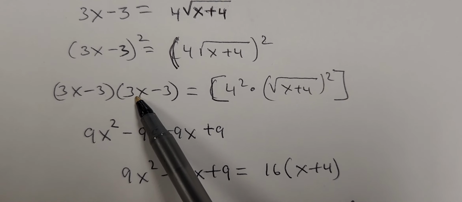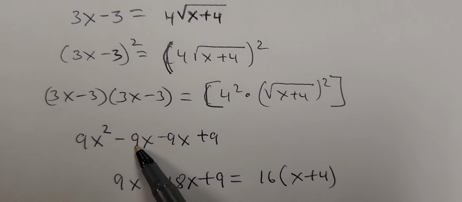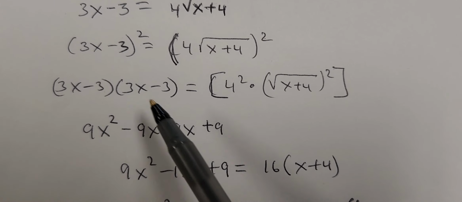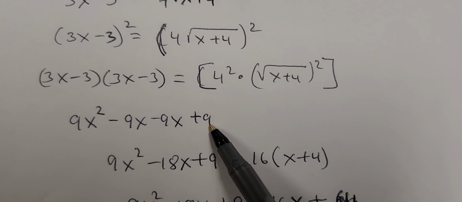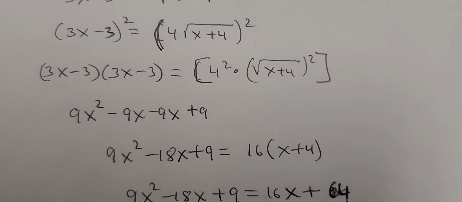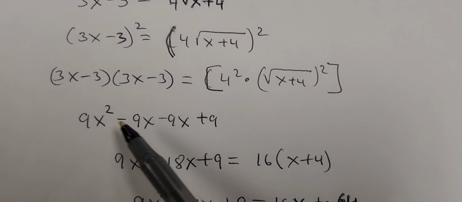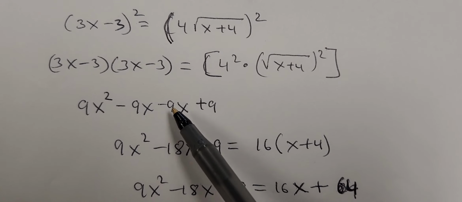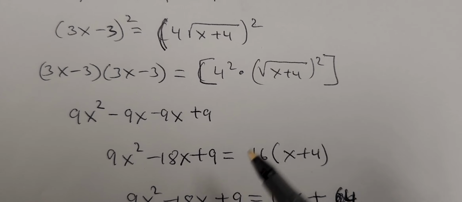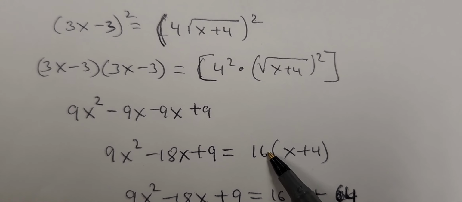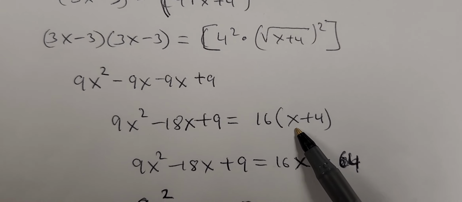So 3x times 3x is 9x squared. 3x times negative 3, negative 9. Negative 3 times 3x is also negative 9. Negative 3 times negative 3 gives me this positive 9. Okay, so I brought this straight down and then combine like terms right here. So 9x squared, negative 9 plus negative 9 gives me negative 18, and then 9 straight down. 4 squared is this 16. Square root and this square go away, so I just have x plus 4.